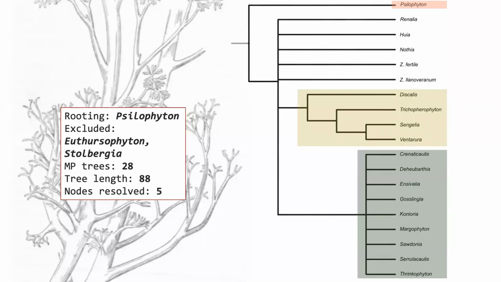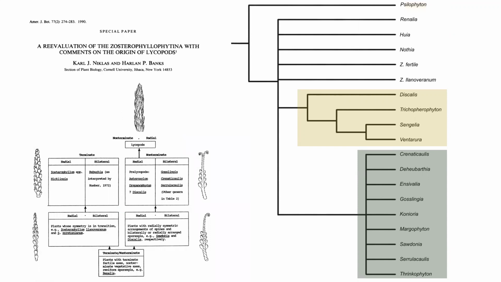When we excluded Stolbergia, we had a slight increase in resolution, but further exclusion of Euthyrsophyton resulted in the highest resolution of all taxon samplings. In this strict consensus tree, rooted with Psilophyton and excluding both Stolbergia and Euthyrsophyton, we are again getting those yellow and green clades that were recovered in the majority rule consensus tree that included all in-group taxa.